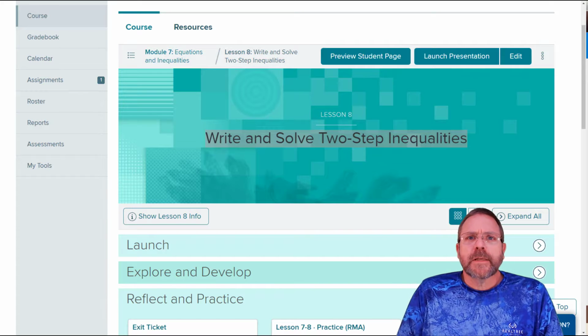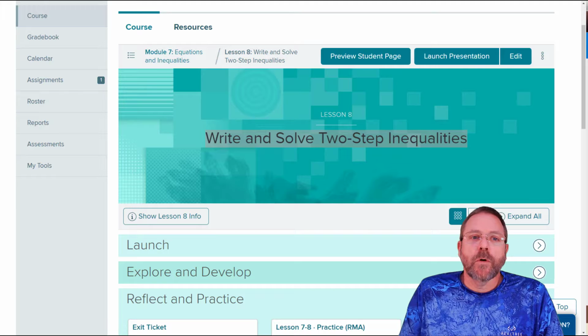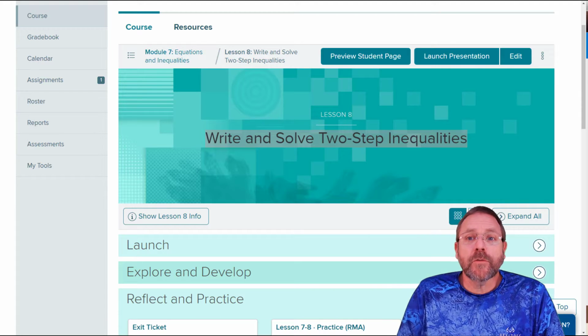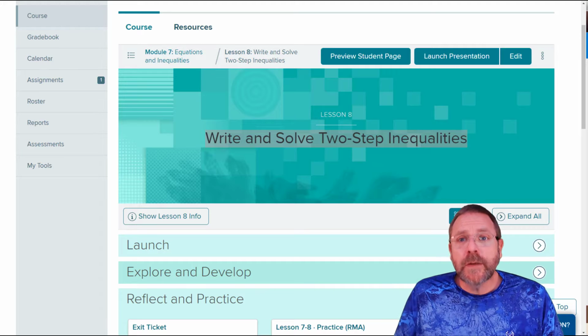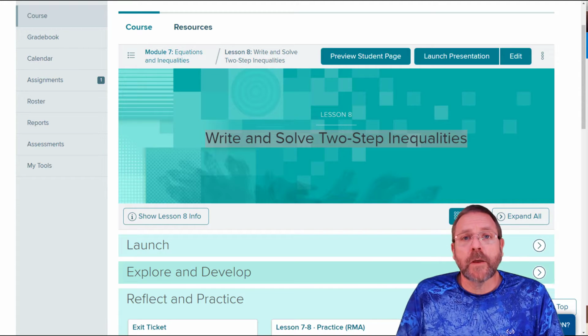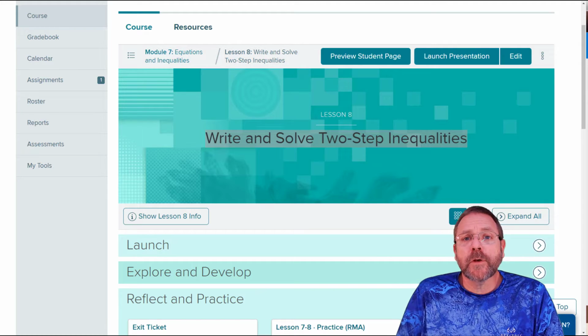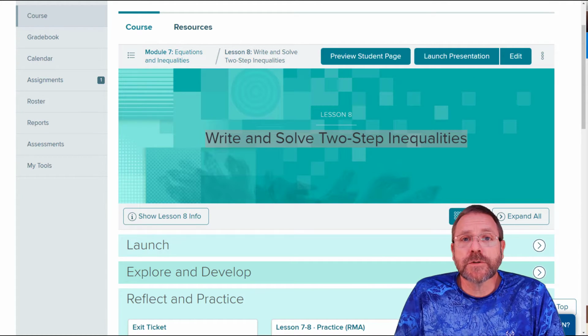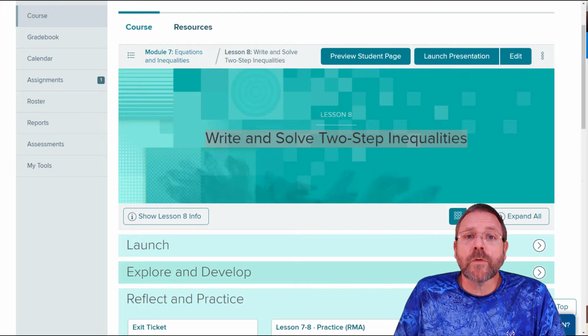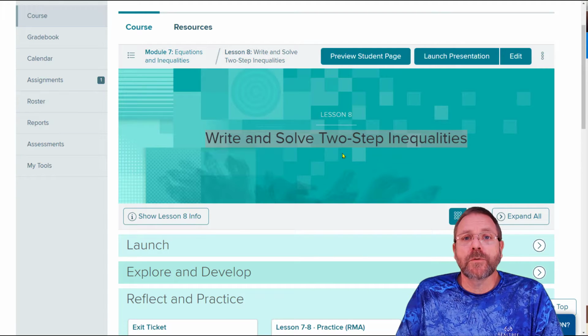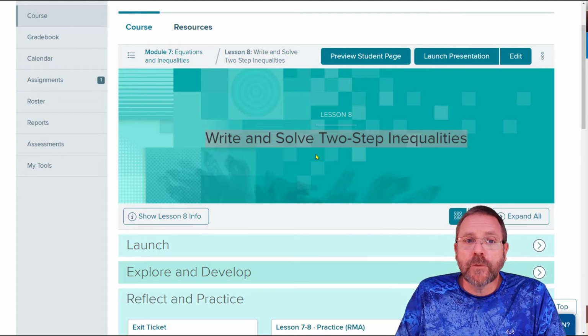For Module 7, Lesson 8, we're going to be moving on to writing and solving two-step inequalities, which is going to be very, very similar to writing and solving two-step equations. In fact, the only difference between them is how you graph them, but more importantly, if you have to multiply or divide both sides by a negative, the sign changes directions. Other than that, you work them exactly like you would a two-step equation. There's no difference to it. Quit stressing over this stuff.